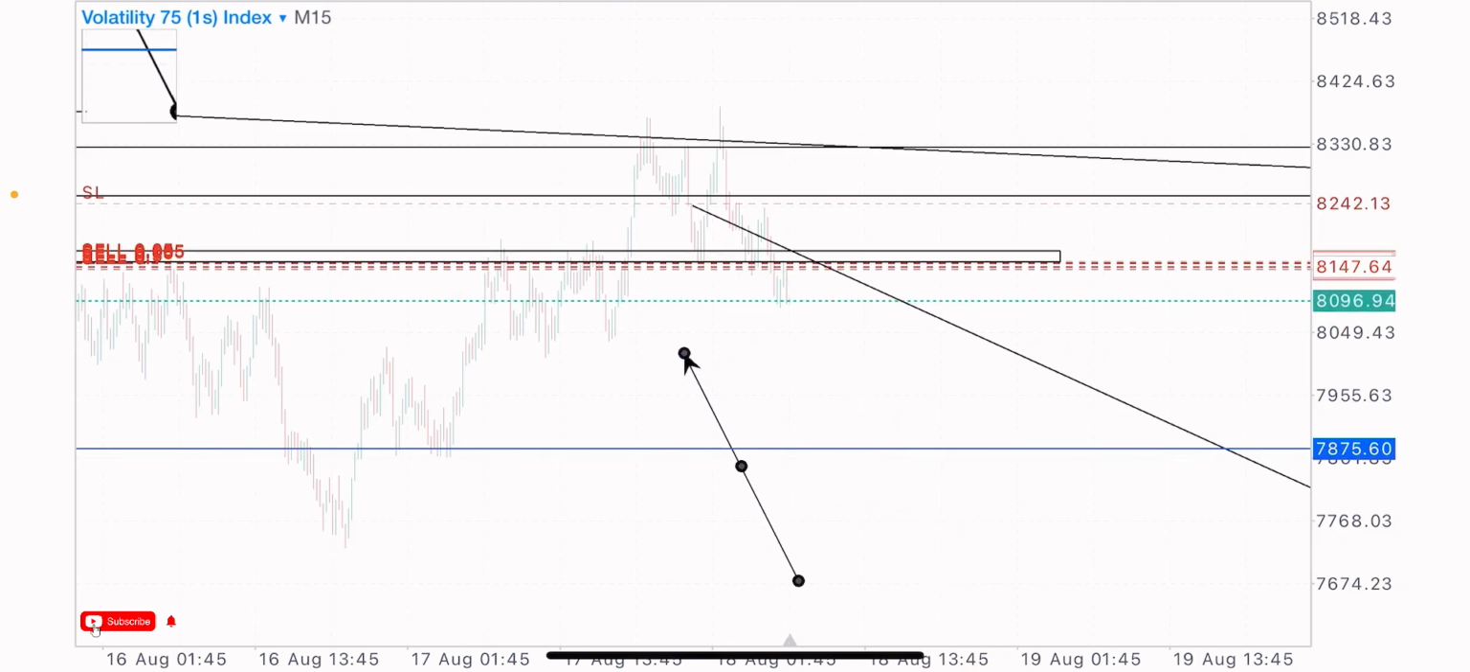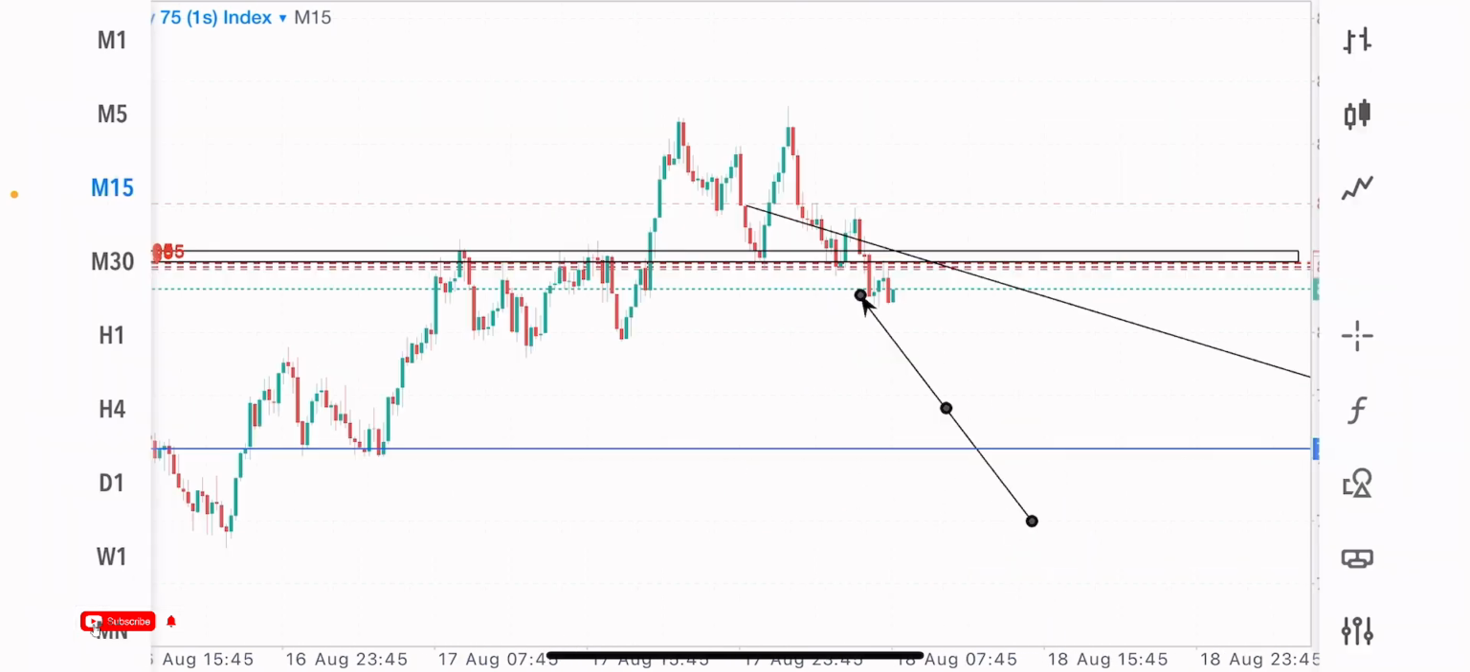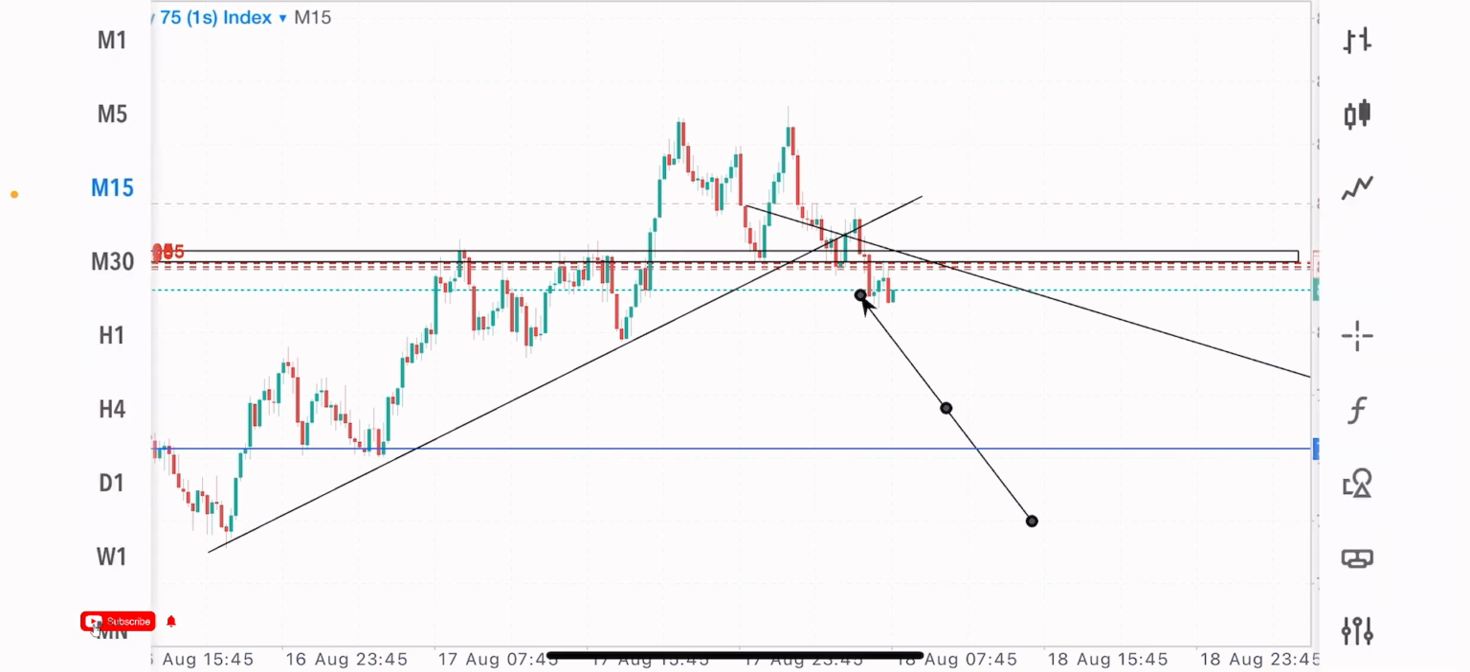My TP1 at this point, long-term sales expected. My TP2 here, my TP3 at this point. We also have this market structure, which is looking nice. Everything's looking bearish at this point. Market creating lower highs and lower lows. Everything's looking bearish at the moment.